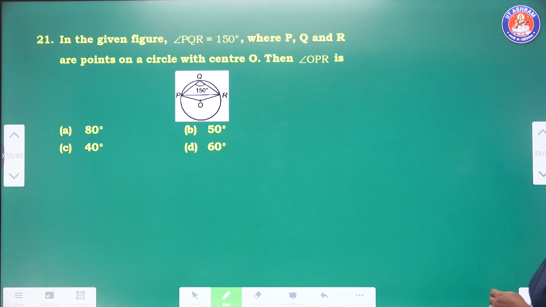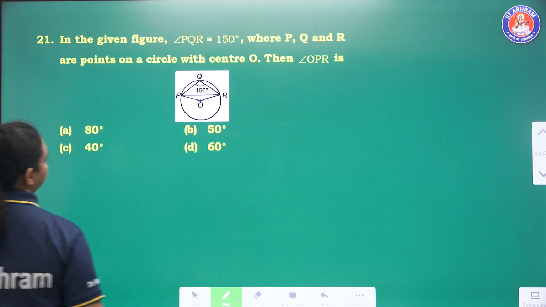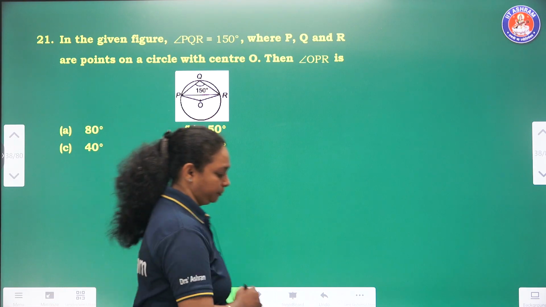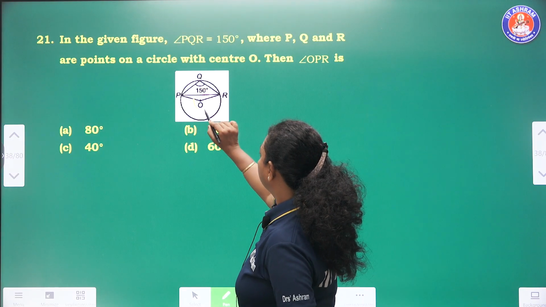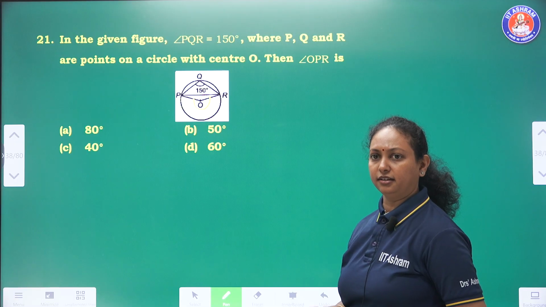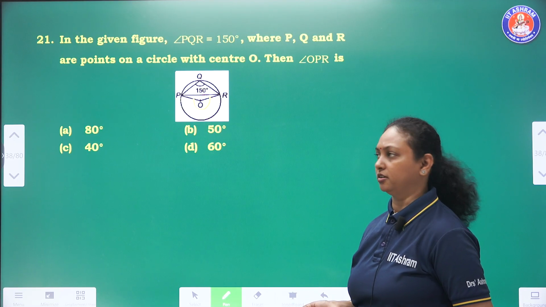In the given figure, angle PQR is 150 degree, where P, Q and R are the points on the circle with the center O. Then angle OPR is equal to how much? So it's a simple question. What is given to you? Here, what is the length of the arc? So arc length is more than a semicircle. So it is the major arc.